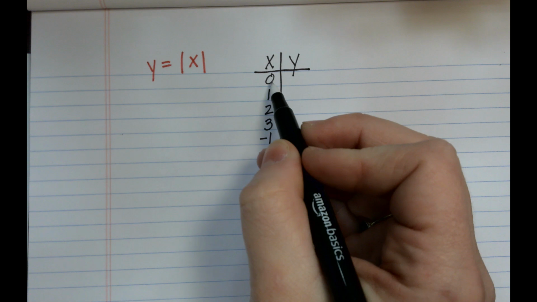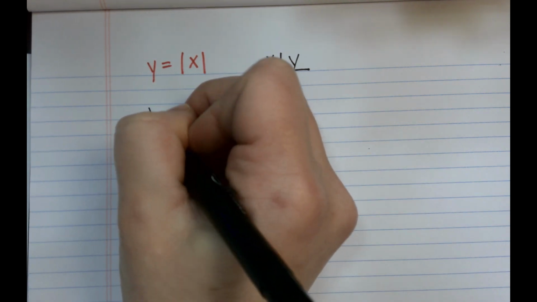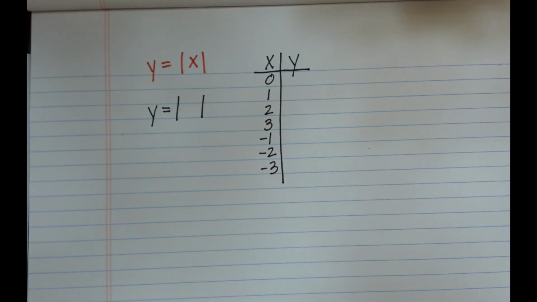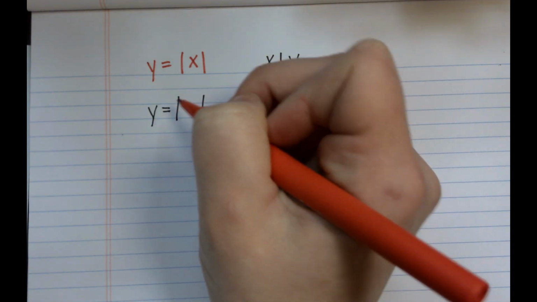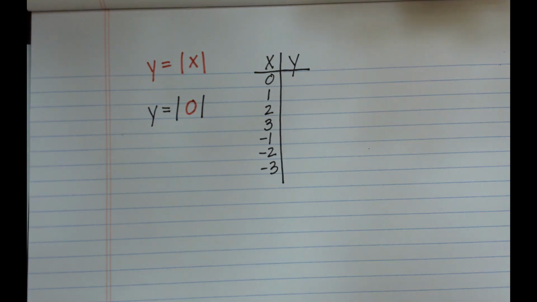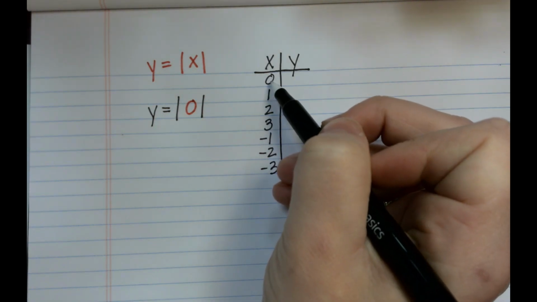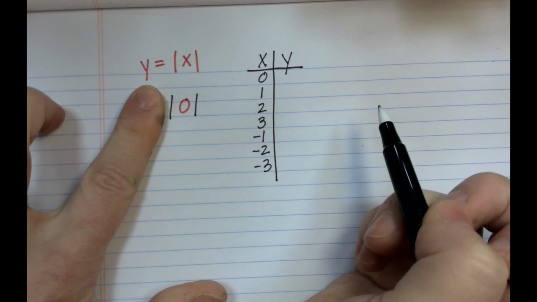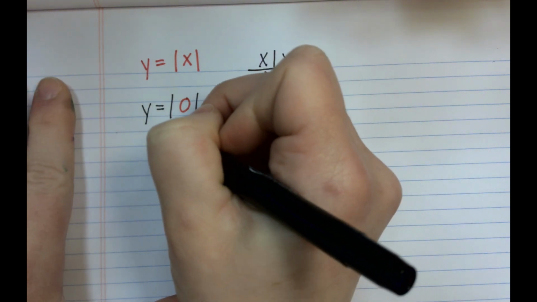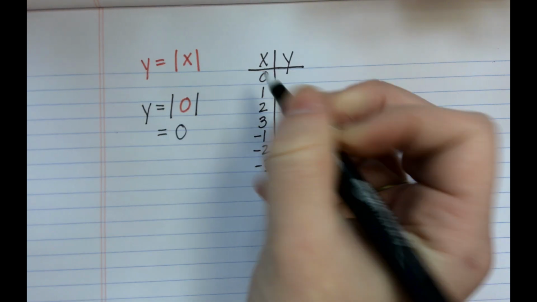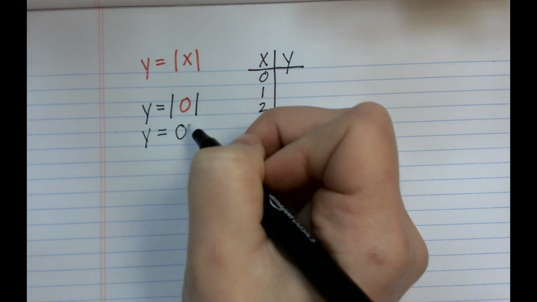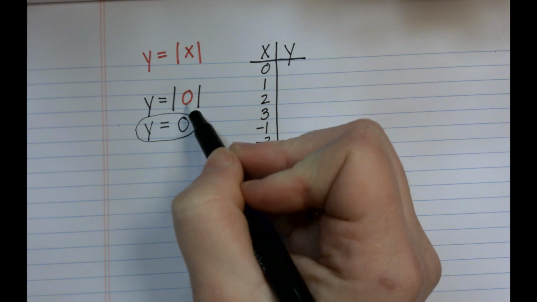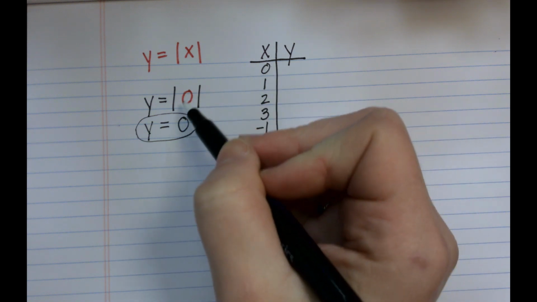So what I do now is I take this original equation, y equals the absolute value of x, and I'm just taking these numbers I chose and putting them in. So I'm letting x be 0. What is the absolute value of 0? 0. So my answer here is 0. And remember, that's equal to y because that's what our equation says. So when x is 0, y is 0.